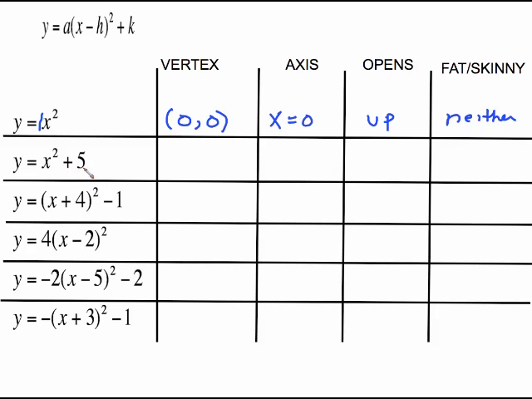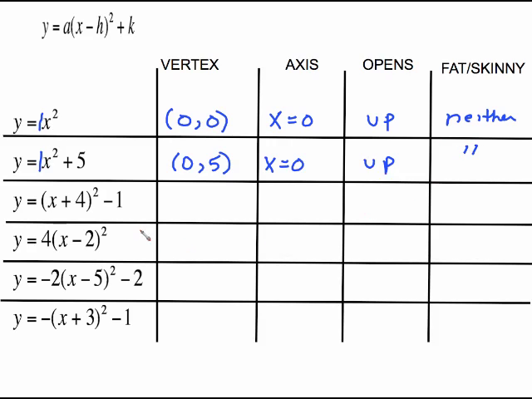Y equals x squared plus 5. There are no parentheses, so the first part of the vertex is 0, comma, what comes after the squared, which is 5. Axis of symmetry, x equals 0. Because this is a positive x squared, it opens up. As far as fat and skinny, this is a 1, so it is neither fat nor skinny.